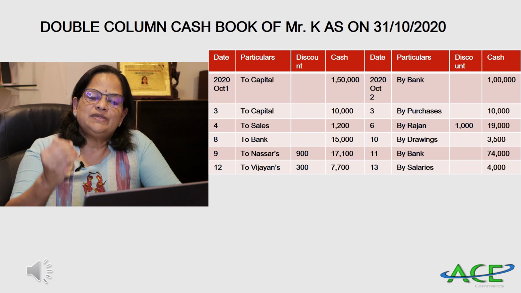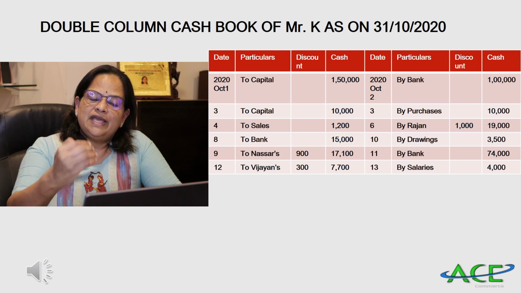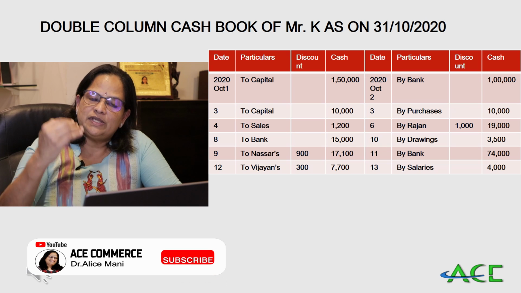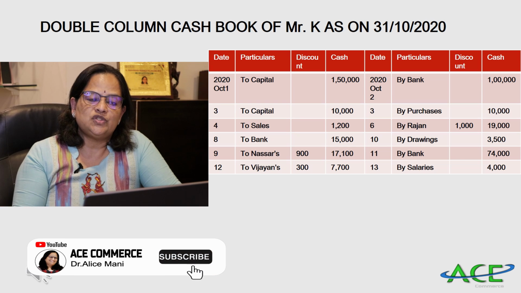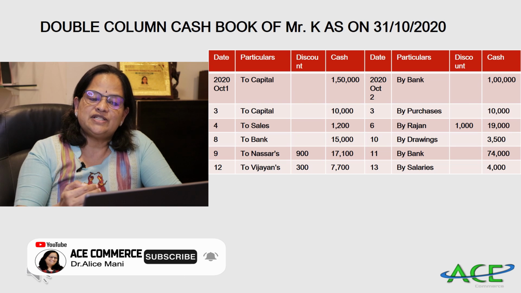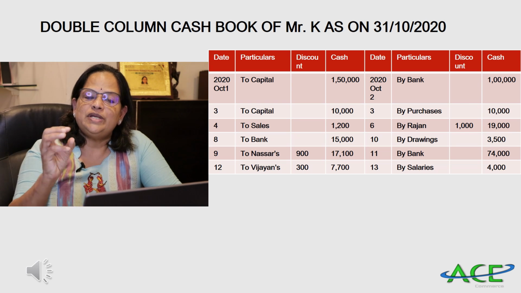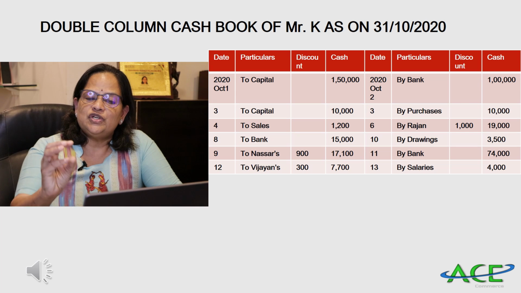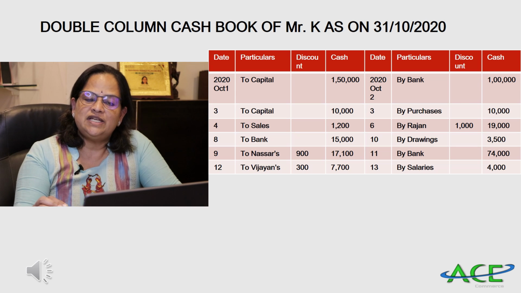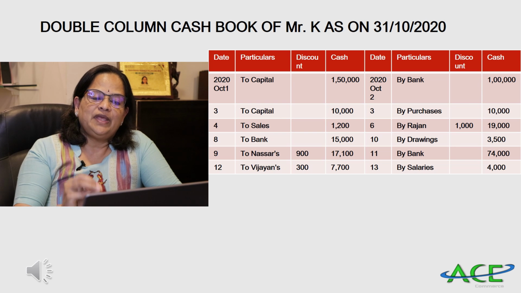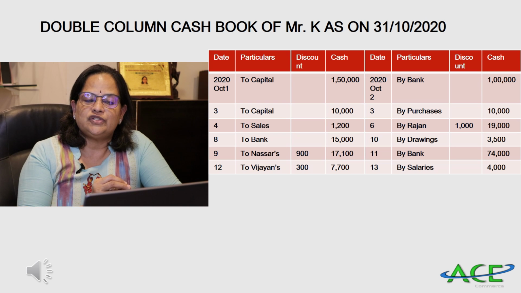October 2nd, by bank 1 lakh. October 3rd again, to capital. He is bringing further capital 10,000. October 3rd again, purchases for 10,000. October 4th, cash sales 1,200. October 6th, by Rajan, 20,000 was the amount due. 1,000 we are getting discount. So, 1,000 we are writing in the discount column. Cash we are writing 19,000. October 8th, to bank account 15,000.